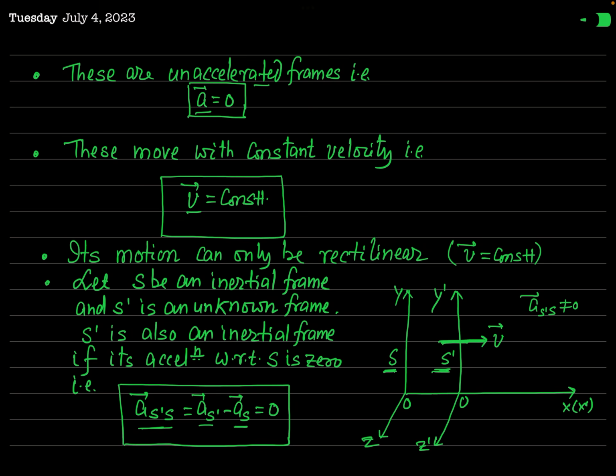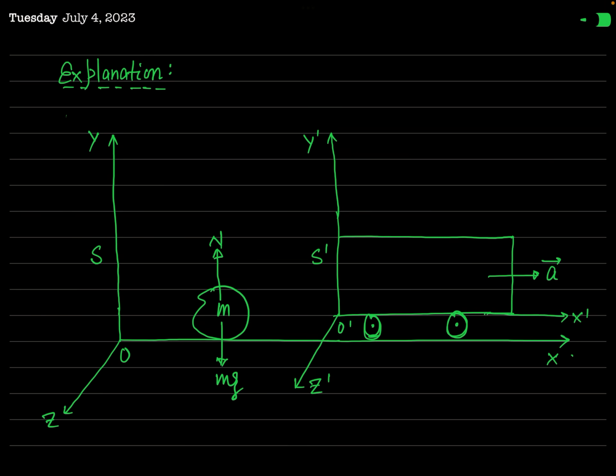So in this way, if we know about an inertial frame, we can easily check whether another frame is inertial or not. We only have to find the acceleration of the unknown frame with respect to the inertial frame. If this acceleration is 0, the unknown frame is also an inertial frame. But if that acceleration is not 0, then the unknown frame is a non-inertial frame. Okay, I think you have clearly understood it.